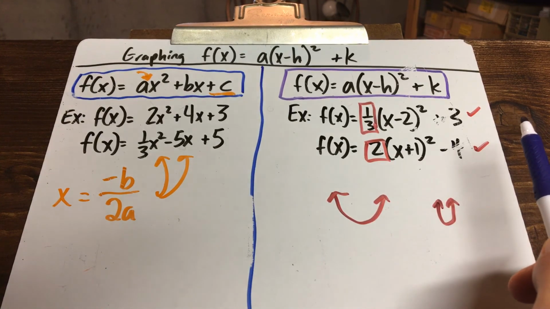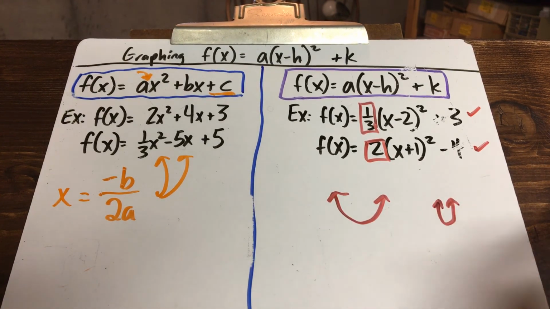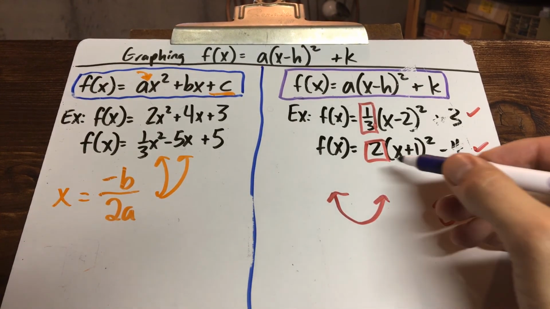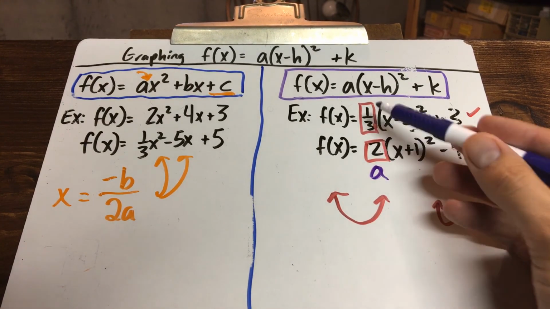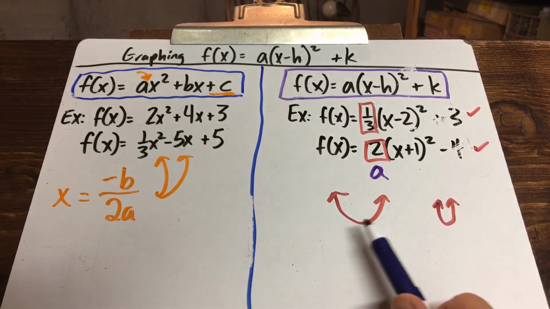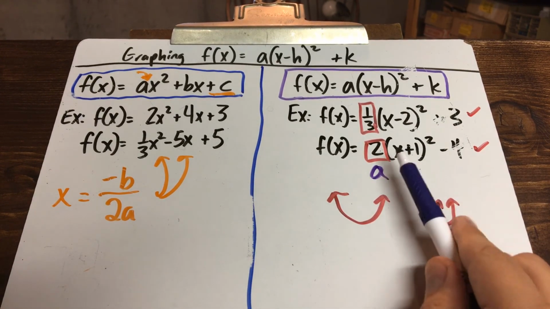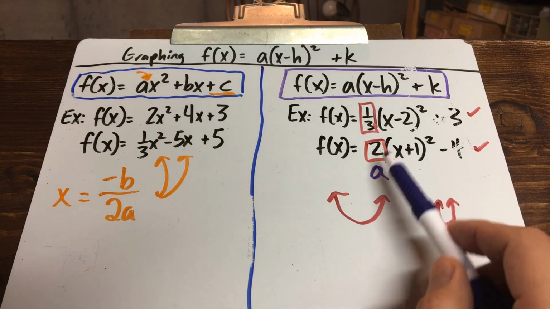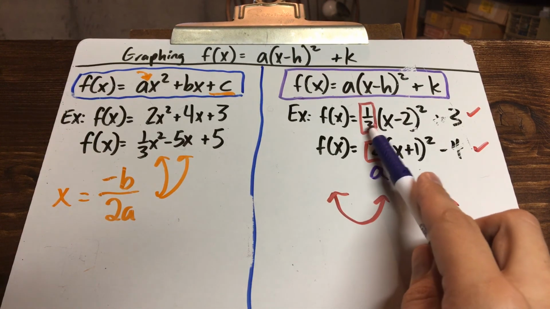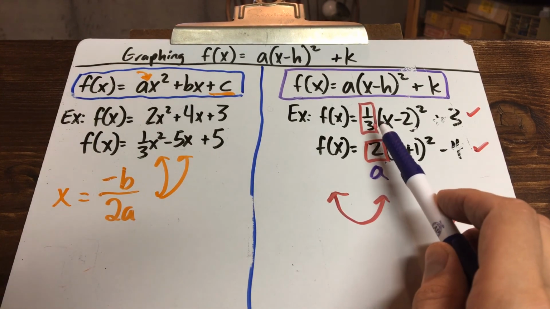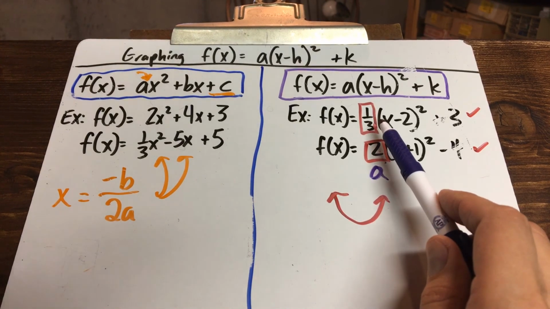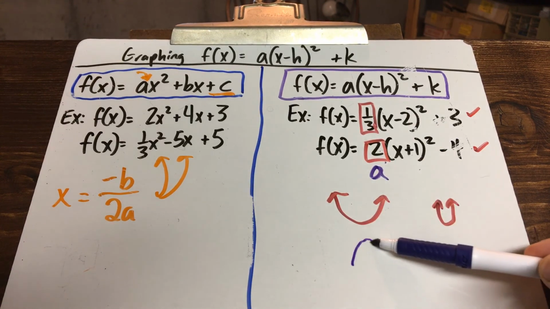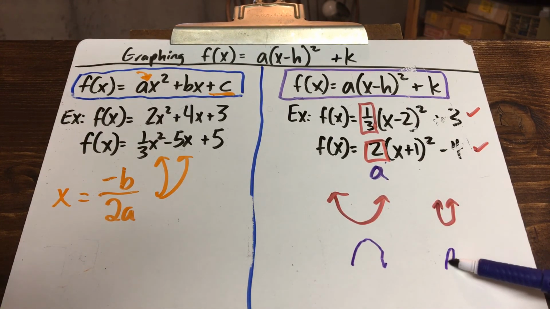And so our game plan involved just understanding what each part of the equation does, right? We talked about the letter A. This letter A still adjusts how wide or how narrow the graph is. When the letter A is bigger than 1, it's going to be more narrow, like this one. If the letter A, the number right in front of the parentheses, is a fractional amount between 0 and 1, or negative and between 0 and negative 1, it's going to be more wide open. If the letter A is negative, this thing is going to be flipped upside down, something like this or like this.